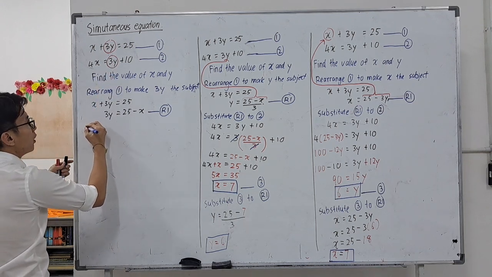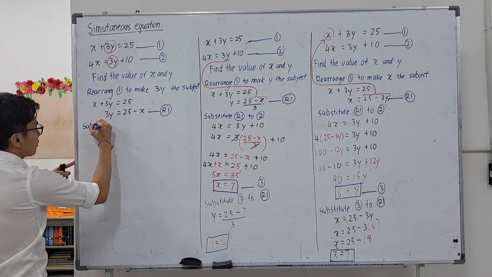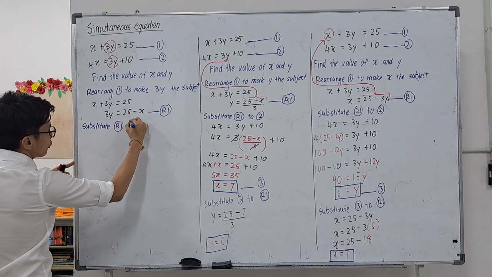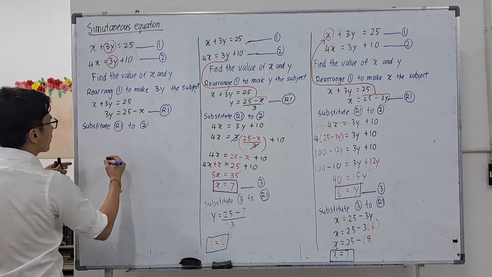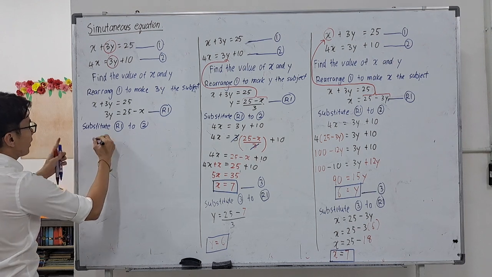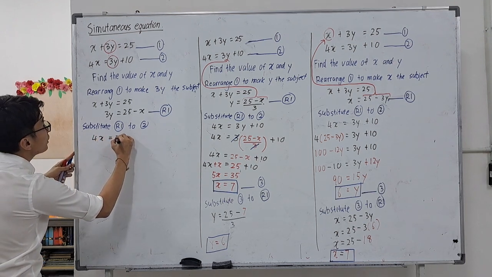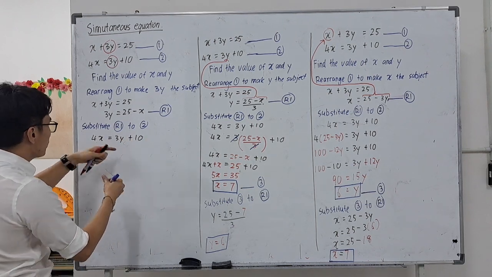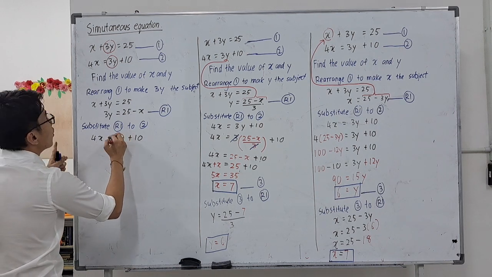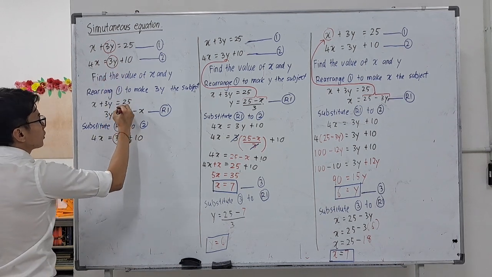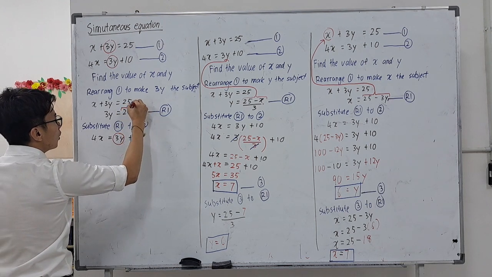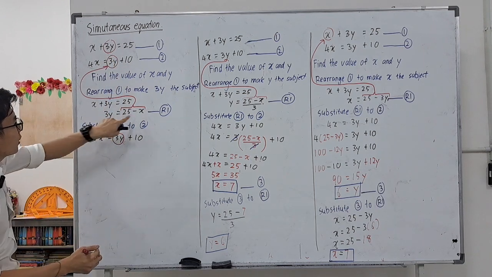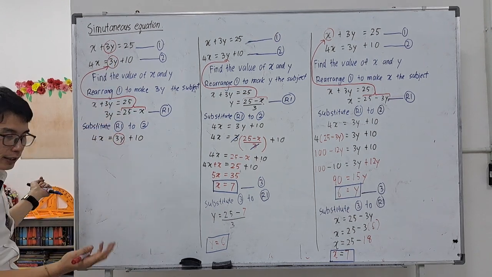I want to substitute R1 into equation number 2. My equation 2 is written as 4x equals 3y plus 10. So what will happen to this value of 3y? This whole thing over here will become 3y, because this whole thing is equal to 3y. Can you see that? I can utilize this to my advantage.